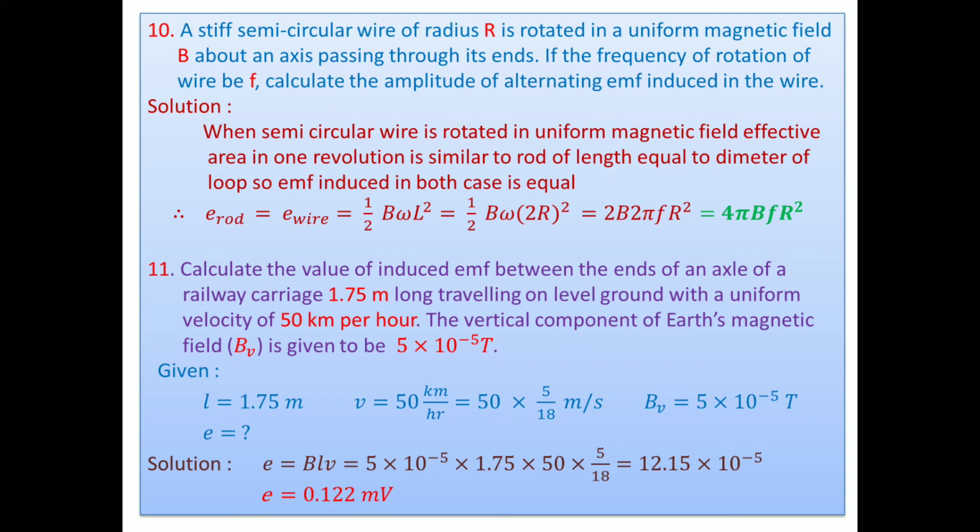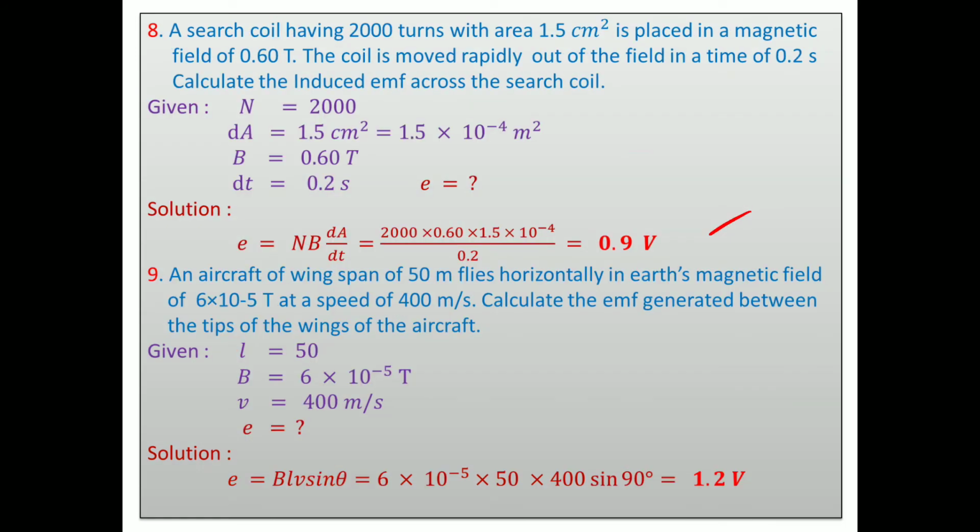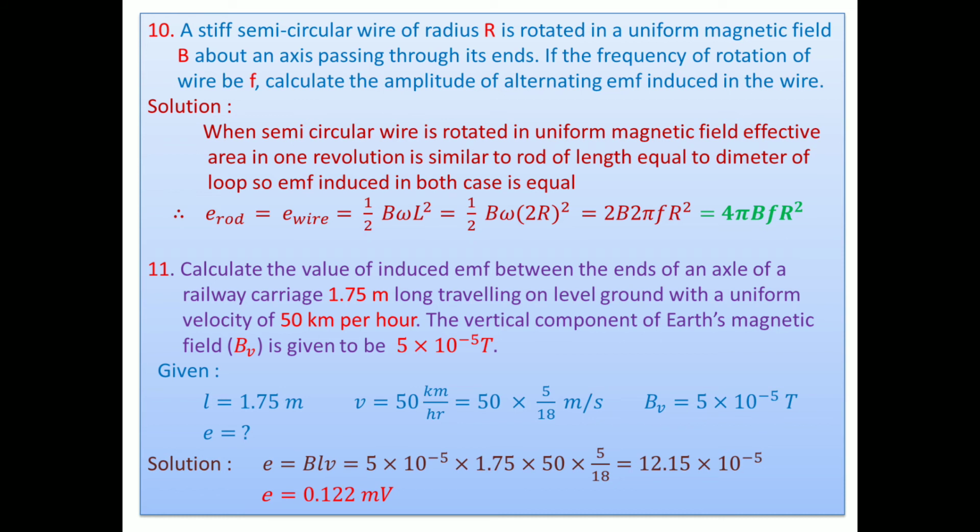Length of the rod is 1.75, velocity is 50 km per hour, means 50 into 5 by 18 meter per second after calculation. And thereafter B V is taken, the vertical component of Earth's magnetic field is given. In the last problem, the fly wings problem, here also the vertical component of Earth's magnetic field should be there. It is not mentioned in the numerical, but it should be there. By mistake, I am taking a horizontal component. Exactly the same numerical is there.